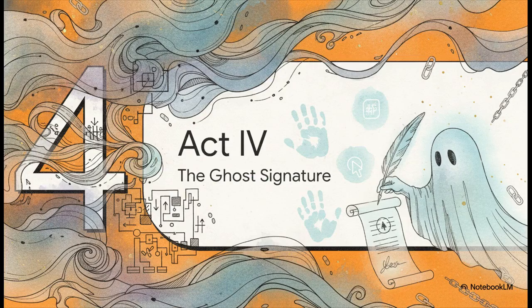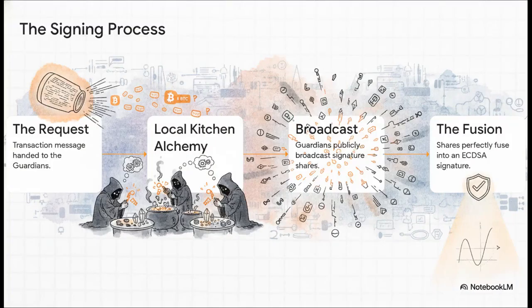All right, Act 4, the ghost signature. Okay, let's speed this up. Imagine a canister smart contract suddenly shouts out, "I wish to send 5 BTC to the outer realm." The message hits the Council of Guardians. Because they've already done all the hard work in the secret kitchen, this online signing phase is lightning fast and just flawlessly elegant. Step 1.